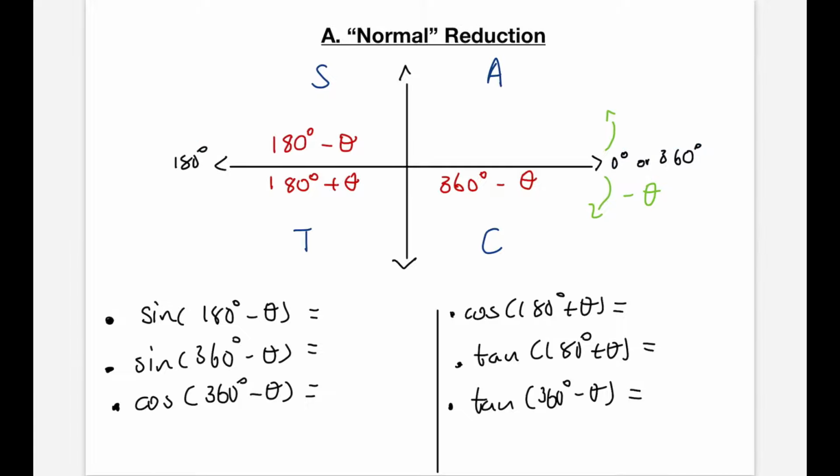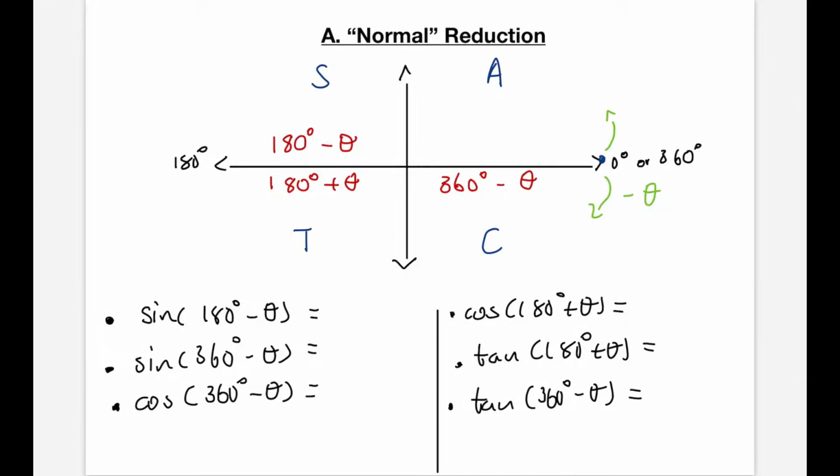A lot of times a reduction formula will refer to theta. When we say theta, we're actually referring to an angle that's less than 90 degrees. Remember, a 90-degree angle looks something like this. So an angle that's less than 90 is smaller, it's something like that. Now, what does it mean when we add an angle on a Cartesian plane? What does it mean when we subtract an angle on a Cartesian plane?